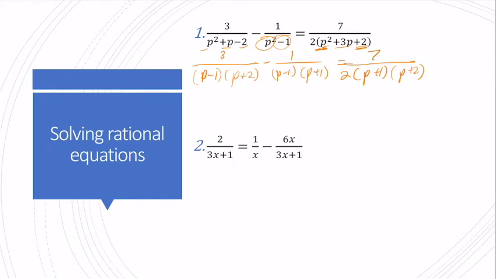So let's go ahead and find my domain. I find my domain by taking each of these factors and setting them equal to 0. Hopefully you can see we have quite a few repeats. So I have p minus 1 equals 0, p plus 2 equals 0, and p plus 1 equals 0. So I have that 1, negative 2, and negative 1 are excluded from my domain.